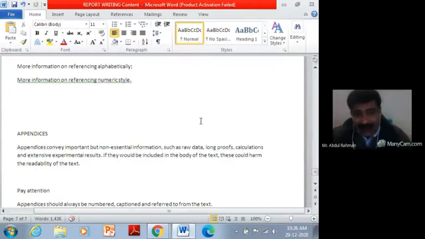Then appendices convey important but non-essential information such as raw data, long proofs, calculations, and extensive experimental results. If they were included in the body of the text, these could harm the readability of the text.